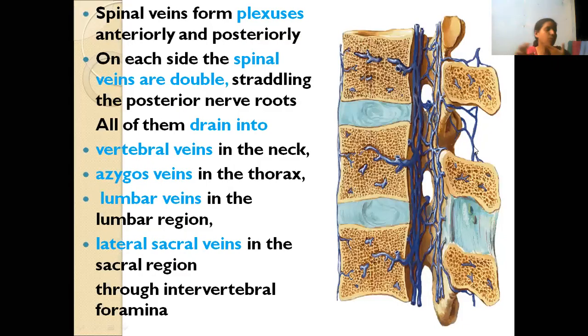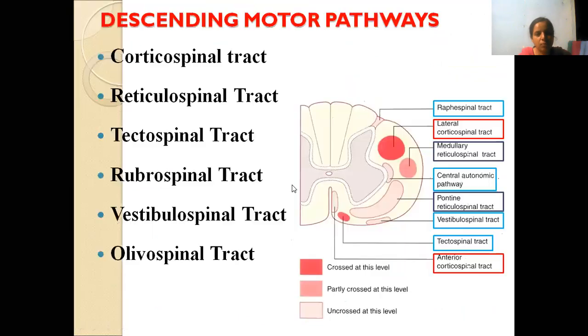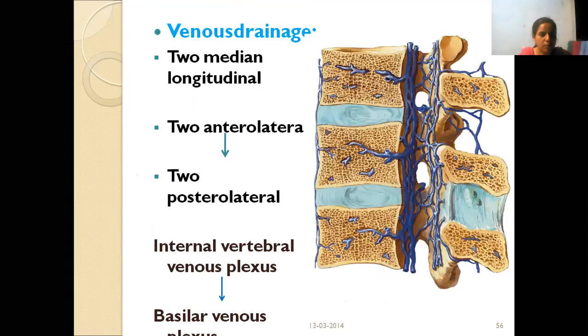Now, once you know the arterial supply, we should know the venous drainage. Correspondingly, we will have the spinal veins also. See how many: we have two median longitudinal veins, two anterolateral veins, and two posterolateral veins. So altogether, how many? Six sets of veins are there.